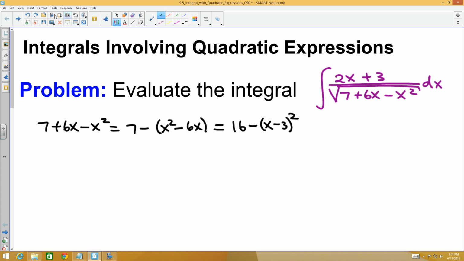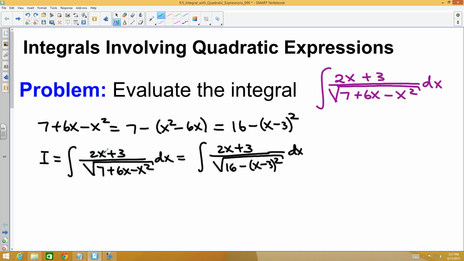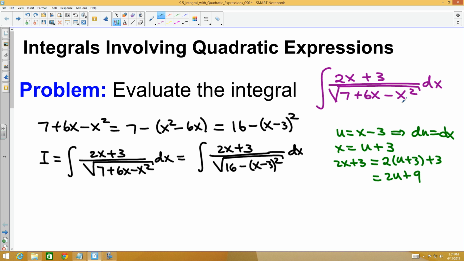Next, rewrite the integral and replace what is under the radical with the equivalent expression, and we obtain this. Now the next thing to do is to set u equals x minus 3, and then du will be dx. Solving for x so that we know what 2x + 3 is going to be, we get 2x + 3 equal to 2u + 9.